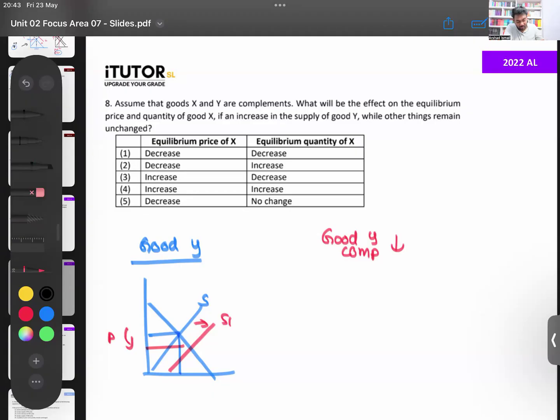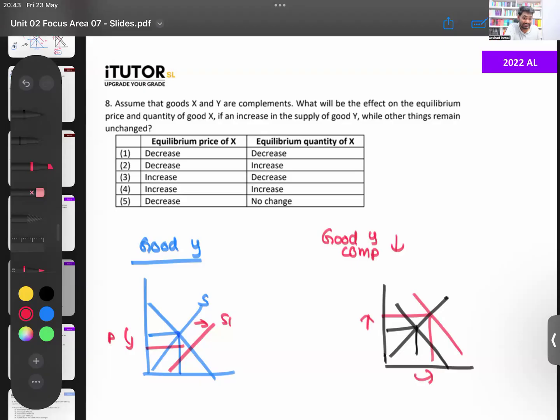So if the price of good Y comes down, what happens to good X now? That's what they're asking. This is the demand and supply for good X. Complementary good price comes down. What happens to the demand for your good? Now the demand for your good will increase. So as a result, your price might increase, your quantity will also increase. So equilibrium price for good X will increase, equilibrium quantity will also increase. So logically, you have to be able to connect them.